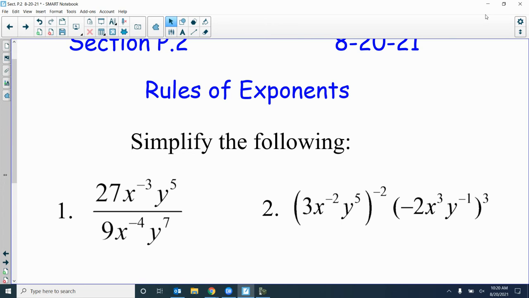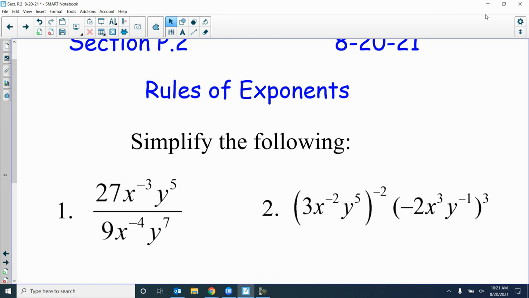One? Maybe. How confident are you? 5 out of 10. What's your answer? I got 3x over y squared. All right. Well, you're better than you thought. 3x over y squared is correct. Okay, so you got that. You're correct. All right. Second one.